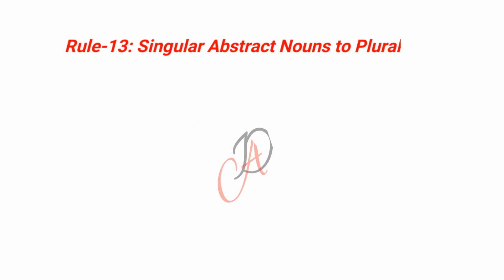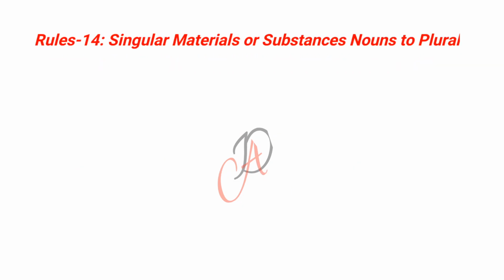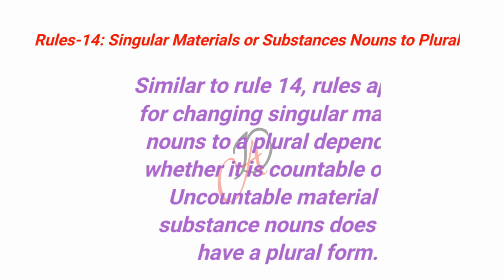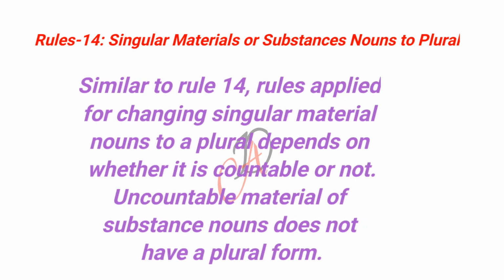Let's move on to rule number 14. Singular materials or substances nouns. Changing of materials or substances nouns into plural forms depends on whether it is countable or not. Uncountable material or substances nouns do not have a plural form. For example, jam, oil, gin, sand, water, etc.